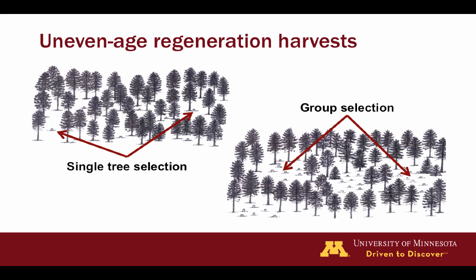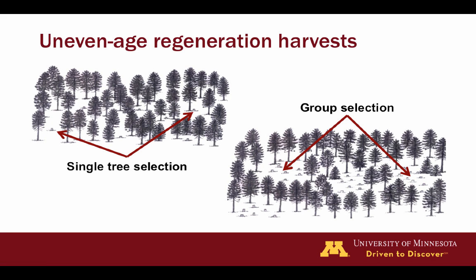So a single tree selection harvest is where we're removing individual trees from a stand. We're removing individual trees that are mature, or diseased, and focusing that remainder growth on what is left. In the group selection, we're taking out trees in groups or patches. So we're creating this broader opening compared to our single tree selection.